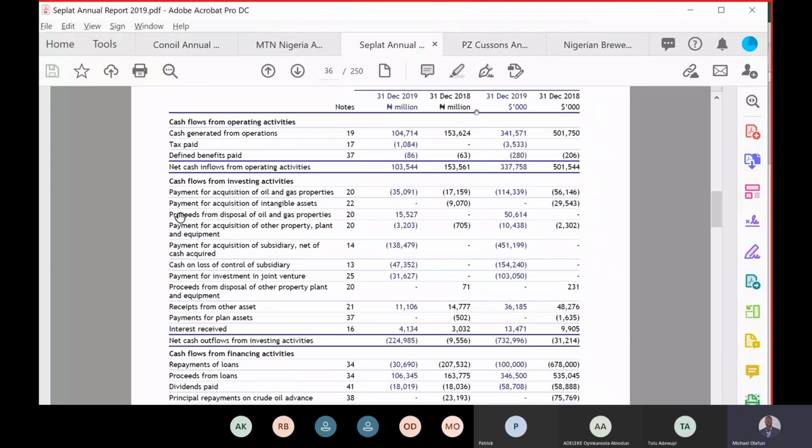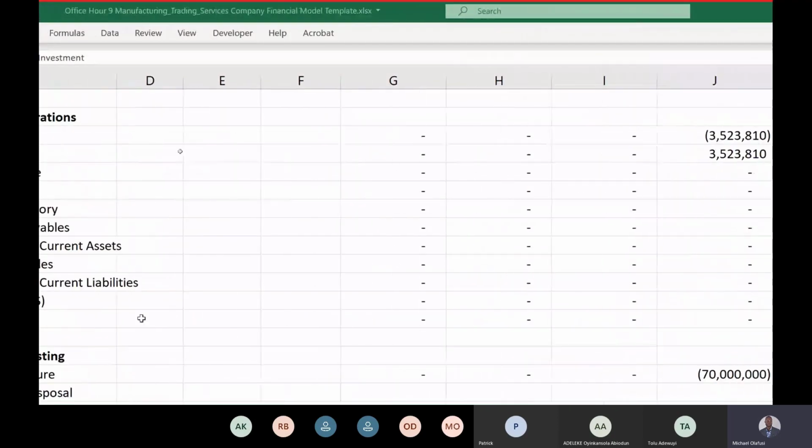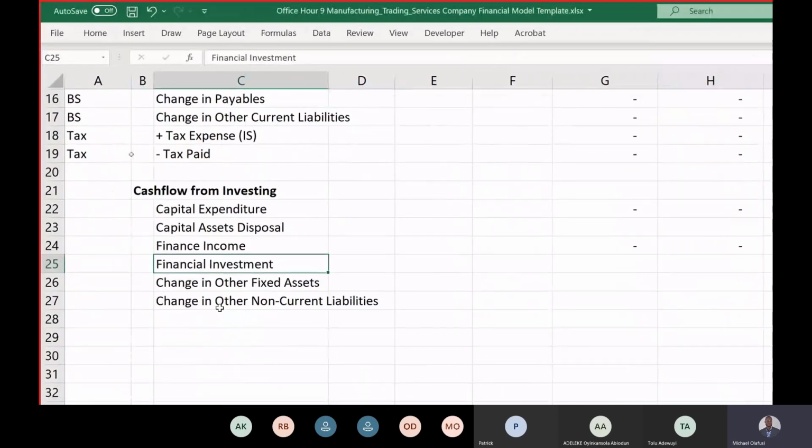Investing. Let's see investments. So Seplat made an investment in a JV. Can you see that it's captured in the cash flow from investing, right? Similarly, if you didn't even invest in a joint venture, if you just invest in the stock market or in a particular fixed income instrument, you will also capture it in the cash flow from investing. Well, for the company we are doing this for, this is more of a startup. So right now they don't have any financial investment. So we don't have it.